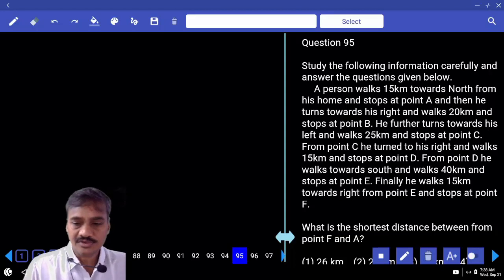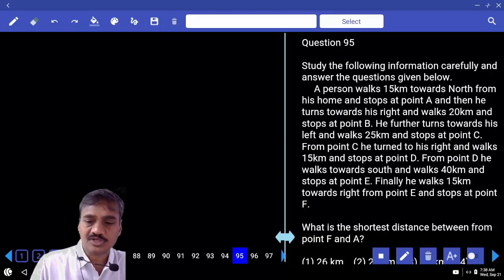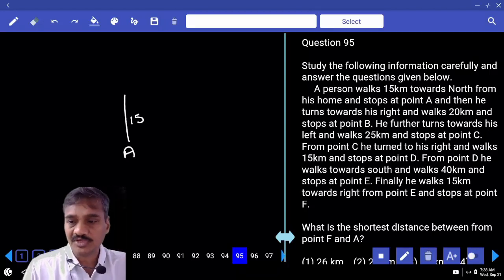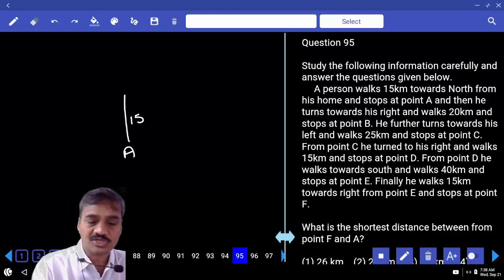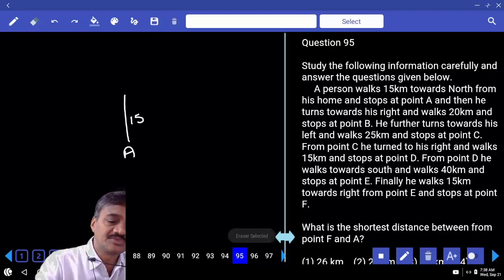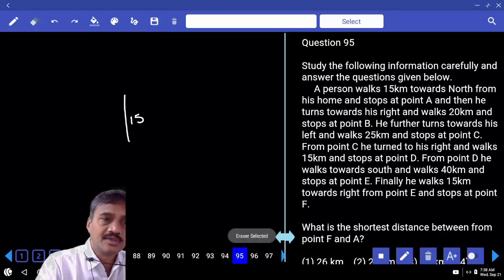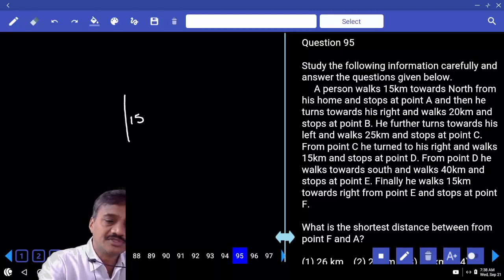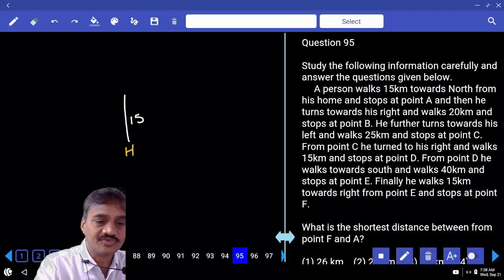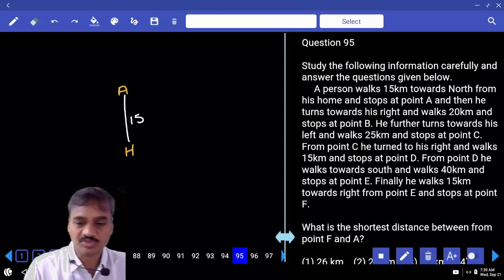directions. Now in this, a person walks 15 kilometers north from his home and stops at point A. Let us take H as the starting point, home. From here he travels 15 kilometers to the north and reaches point A.